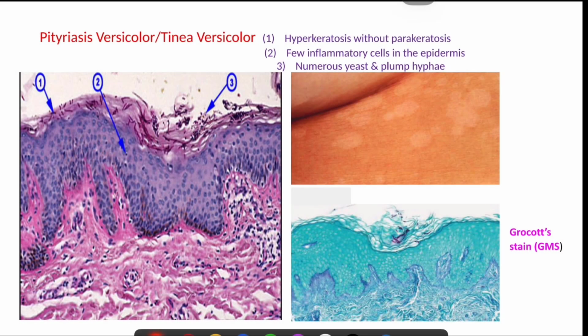Some is pityriasis versicolor or tinea versicolor, where you can find hyperkeratosis without parakeratosis, few inflammatory cells in the epidermis, and numerous yeast and plump hyphae in the corneal layer. So this is tinea versicolor, where the patient comes with hypopigmented patches, and this is the GMS stain, where the hyphae are stained with this fungal stain.